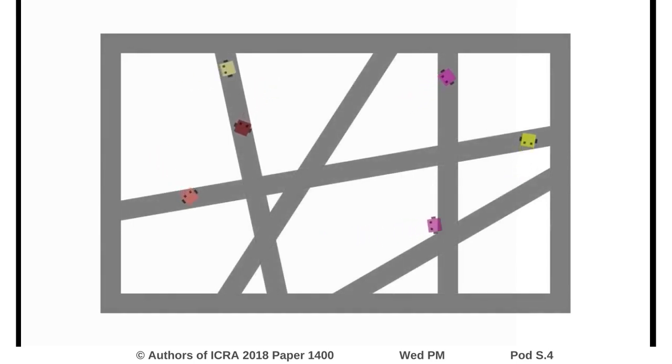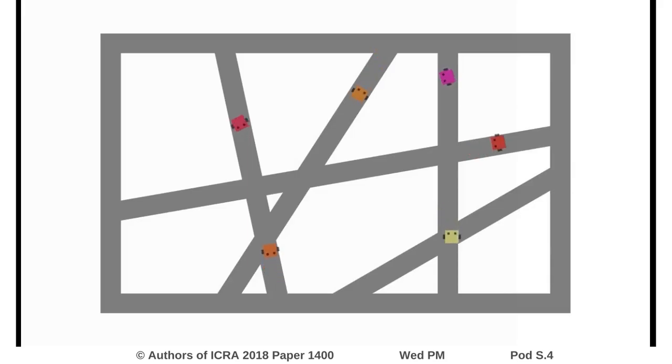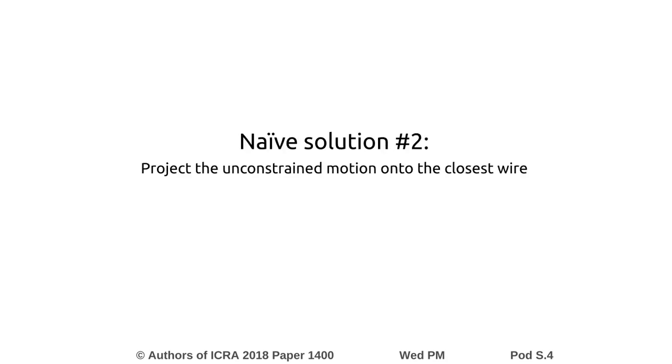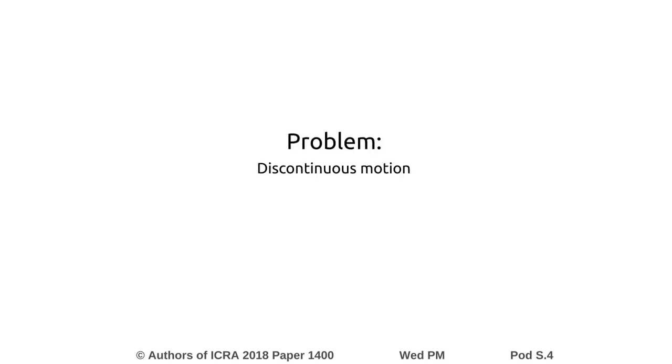There are several simple solutions that could be applied. The first one consists in projecting the unconstrained motion onto the wires where the robots are constrained to move. The problem is clearly a poor coverage quality. To improve coverage, the unconstrained motion could be projected onto the closest wire. However, this strategy will produce discontinuous motion of the robots.